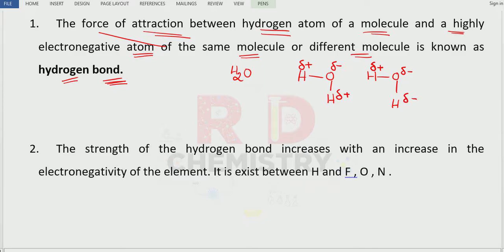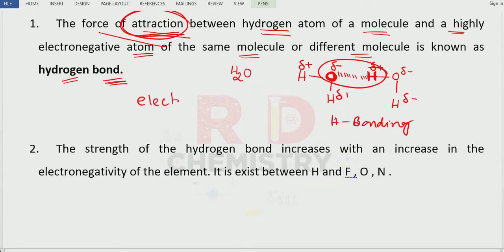Now, due to this electronegativity difference, the oxygen of one water molecule can attract the hydrogen of the neighboring molecule. So the force of attraction between the electronegative oxygen and the hydrogen of the neighboring molecule, within the molecule or between two molecules, is called the hydrogen bond. And remember, it's only a force of attraction. Electrons are not involved in this bond.